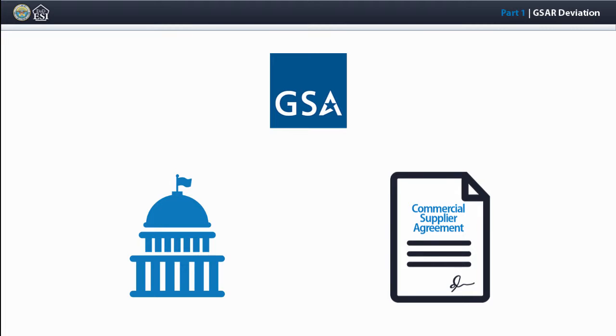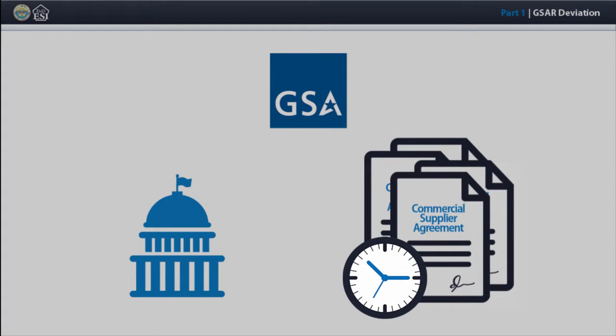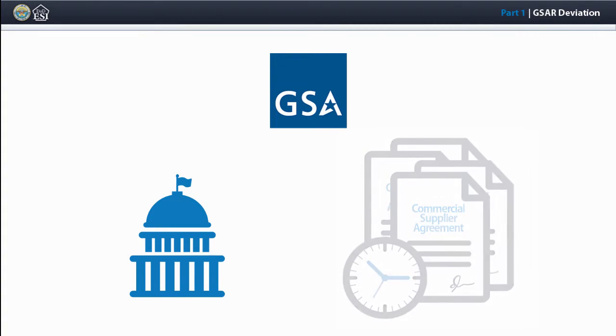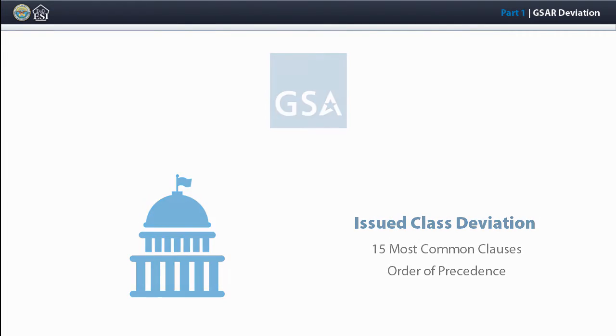Frequently, these CSAs include clauses that are improper or illegal for the government to accept. These conflicting clauses result in contracting personnel wasting time having to negotiate these terms every time a supplier presents a CSA. To save time, GSA identified the 15 most common clauses that conflict with federal law or government requirements and issued a class deviation to address these common clauses as well as the order of precedence.